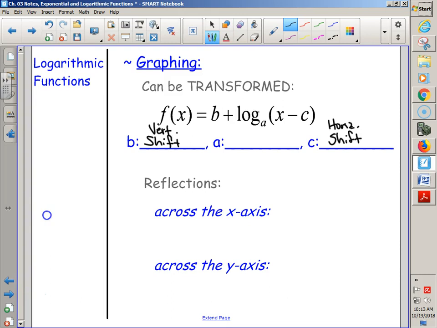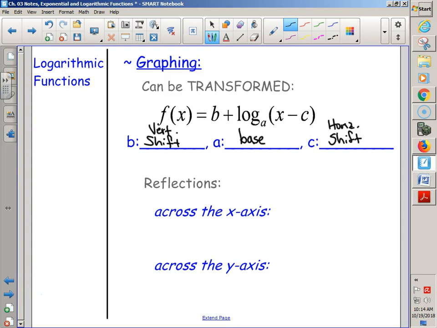I don't make a big deal with the stretches and the compressions, even though they can happen. Because if I start bringing in other letters, like, let's make them a D, and let's make him a, there are just so many letters going on. So there could be vertical stretches right here multiplied by the log. There could be horizontal stretches or compressions in here multiplied by the x. But I'm just going to go ahead and put the base as another possible way of transforming.